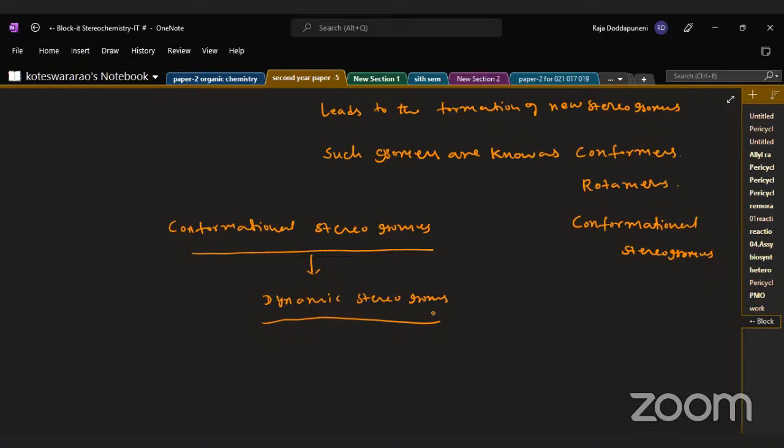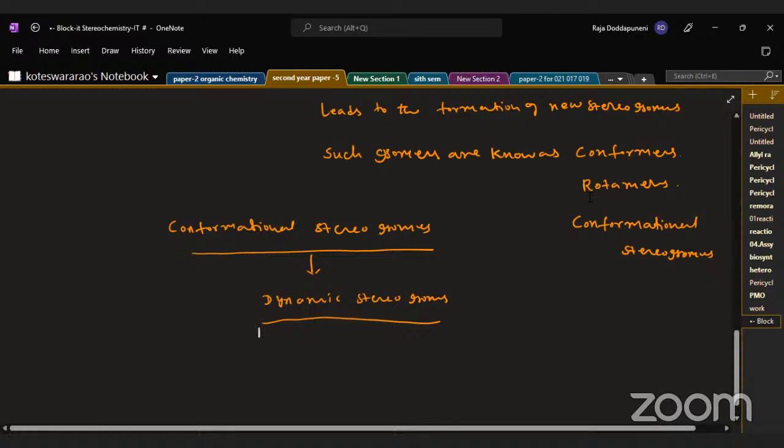Therefore, these are more readily interconvertible, and the time taken for the conversion from one isomer to another is very short. Sometimes we cannot even recognize them at room temperature. Therefore, these isomers are interconvertible very rapidly at room temperature. Such stereoisomers are known as dynamic stereoisomers. We can always treat them as conformational stereoisomers or dynamic stereoisomers. Conformational isomers are dynamic stereoisomers.